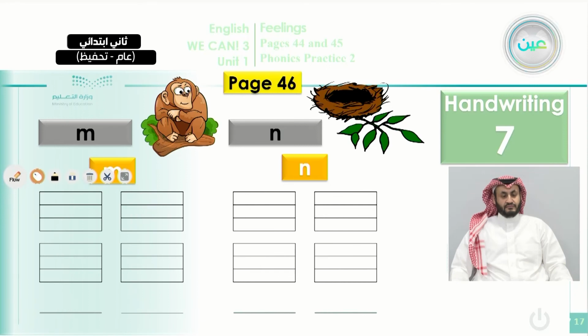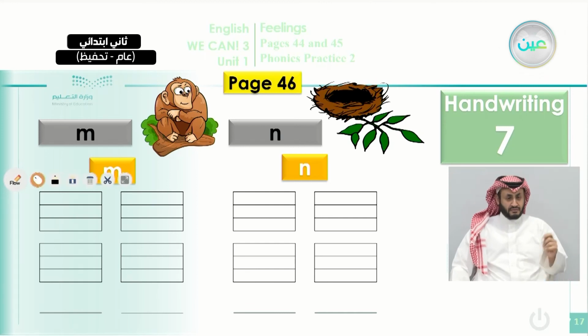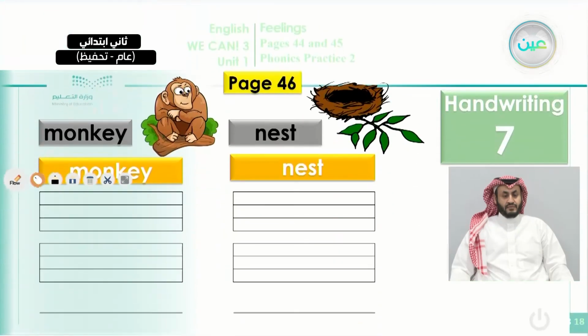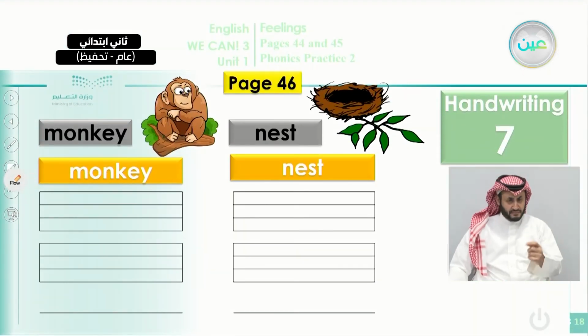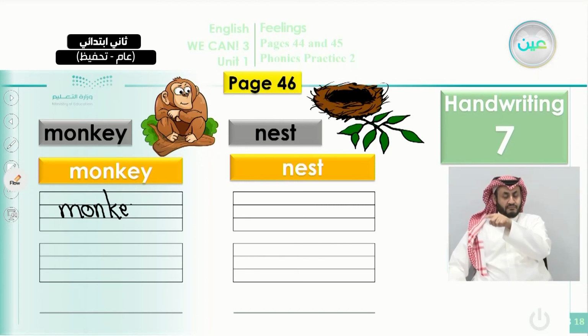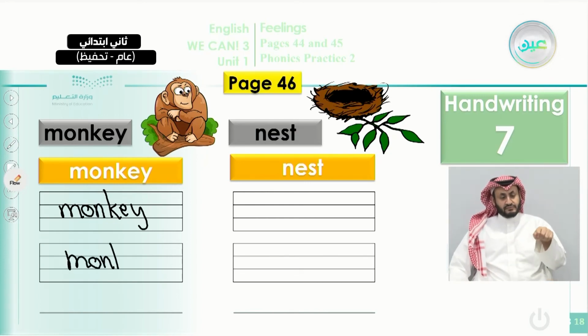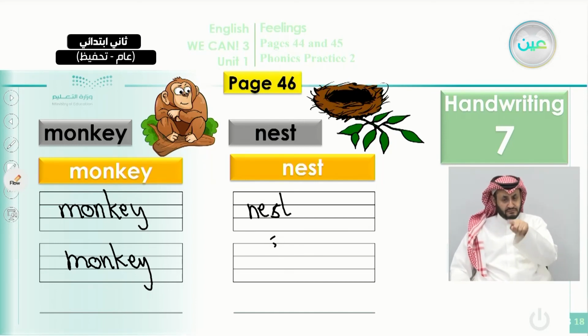Okay, let's move to the last slide to write the words monkey and nest. Okay, how do we write monkey? M-O-N-K-E-Y. Okay, we write it again. M-O-N-K-E-Y. Okay, nest, we can write it this way. N-E-S-T. And also we write N-E-S-T. Okay.